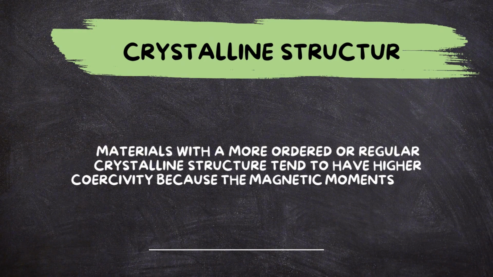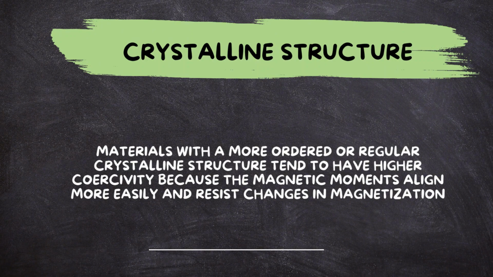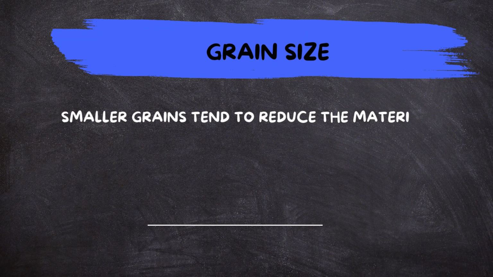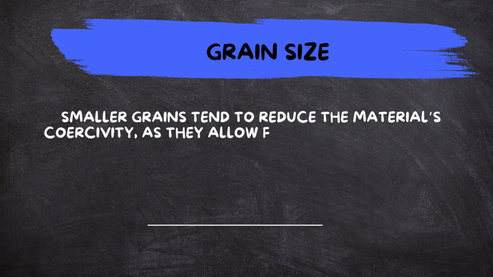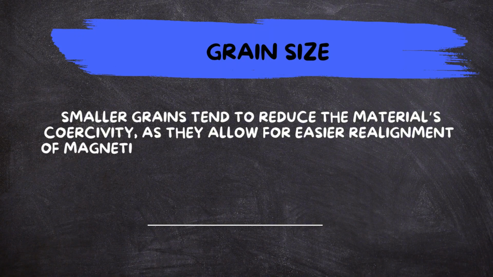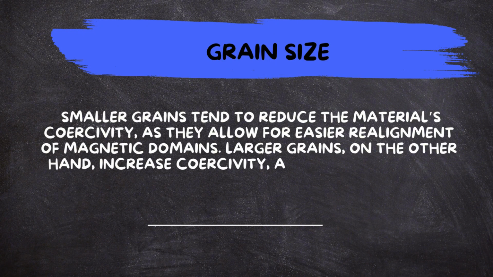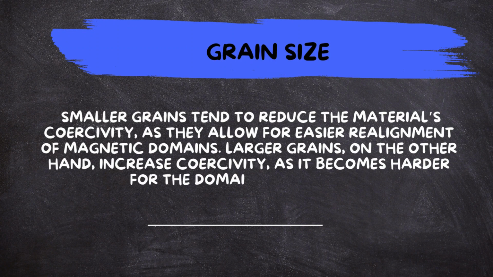Materials with a more ordered or regular crystalline structure tend to have higher coercivity because the magnetic moments align more easily and resist changes in magnetization. Smaller grains tend to reduce the material's coercivity as they allow for easier realignment of magnetic domains. Larger grains, on the other hand, increase coercivity as it becomes harder for the domains to reorient.